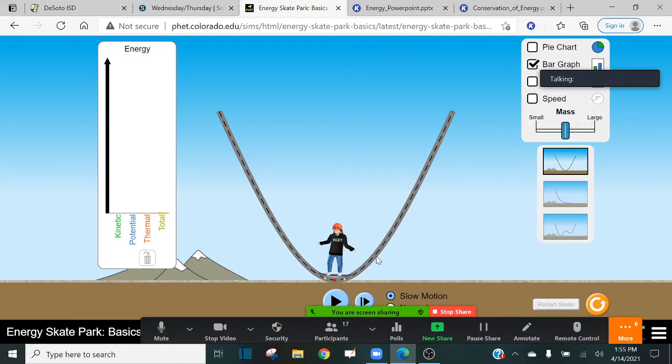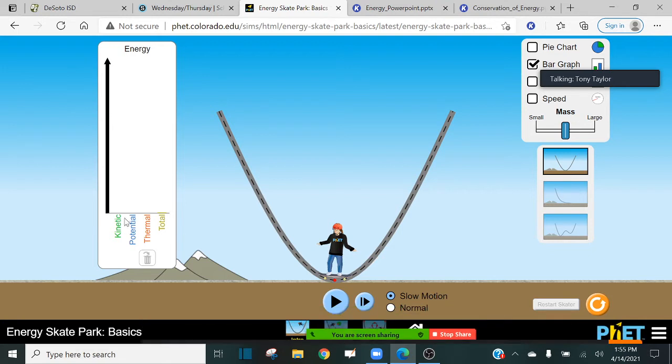Now it turns out that we might have lost kinetic energy, we might have lost potential energy, but I promise you guys that energy was transformed into something else. Because remember what I said, friction stops the skater. So because friction is involved, what type of energy was created here? I want you guys to think about this.